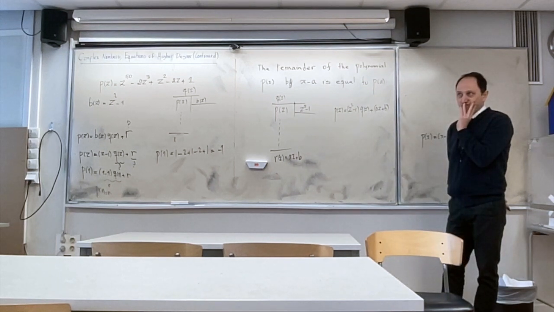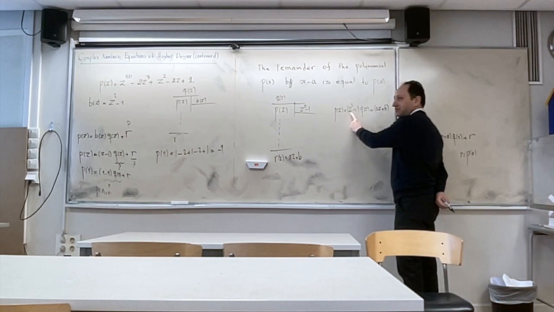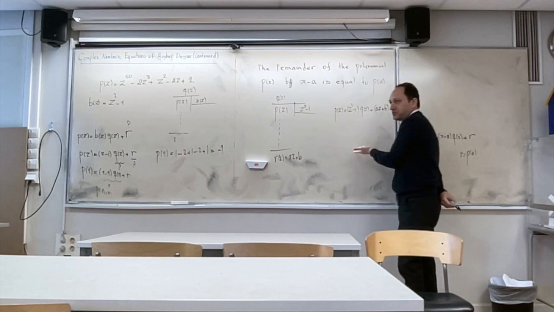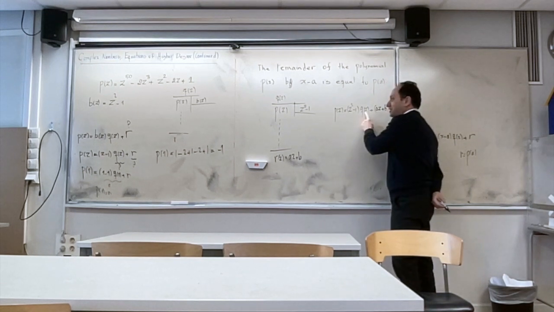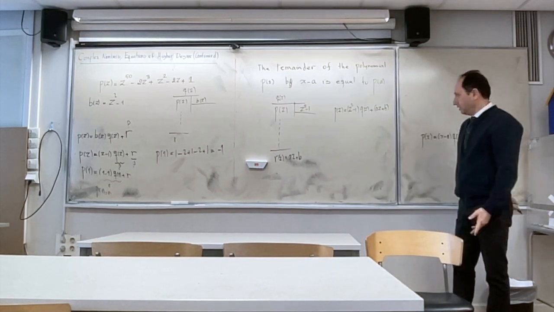P of 0 is not good. Why do you say P of 0? Because when you put 0 here, it becomes minus 1 times Q of 0. Do I have access to Q of 0? No. If I want to have access to Q of 0, I have to do the division. Try 1 and minus 1.